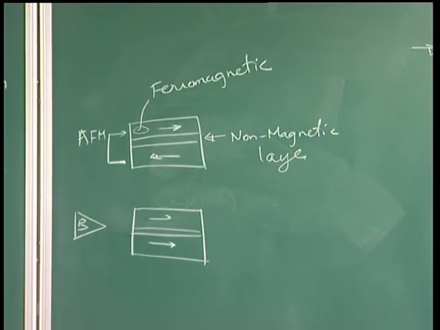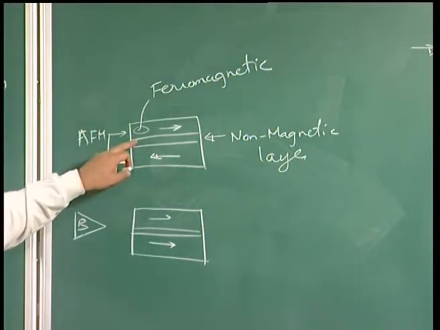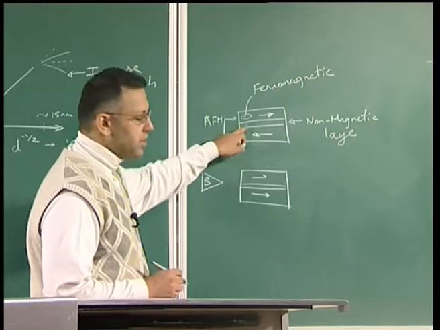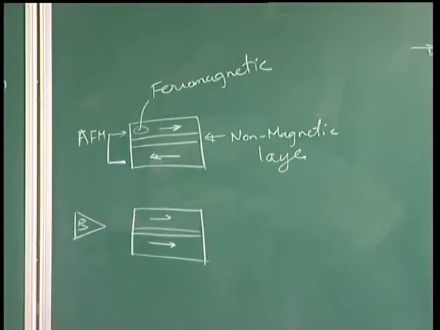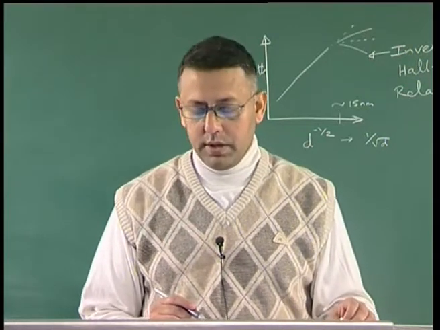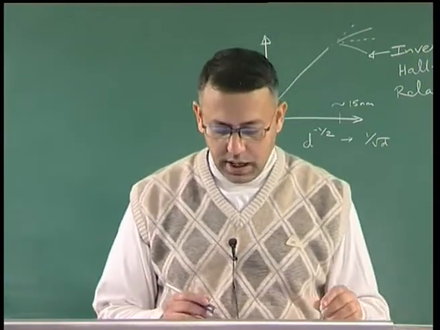Of course, I am ignoring here scattering from the interfaces. There could also be scattering from this interface and this interface, which would add on to the resistance which is present. But if you are looking at the difference in resistance between the ferromagnetically coupled layers and the antiferromagnetically coupled layers, then it is basically the spin dependent scattering.